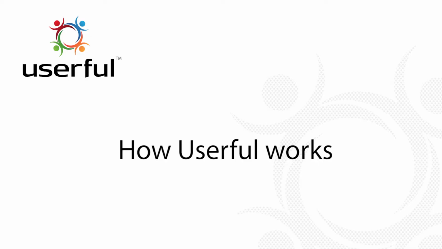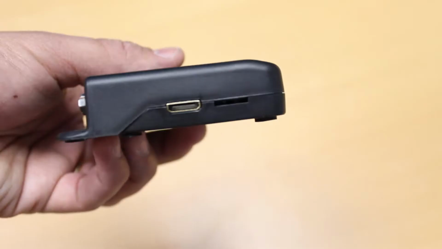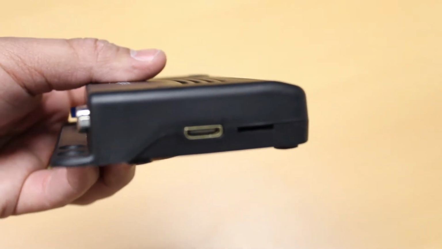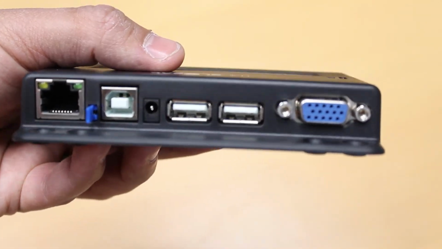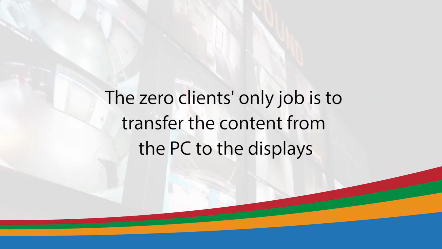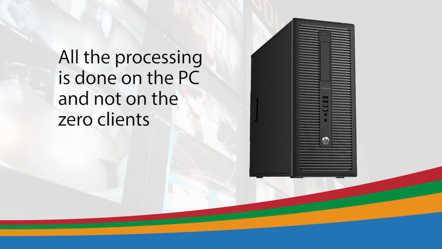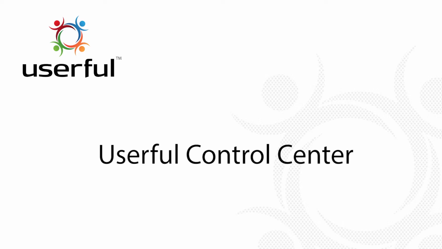First, let's talk about how it works, how everything connects together. Userful software is installed on a standard PC. That PC is connected over the network to the displays. Each display has a zero-client receiver, a small device with HDMI output to the displays, and an Ethernet port. These receiver devices have no processor, no memory, no hard drive. They're merely receiving and outputting pixels on the screen. All the processing work, all the heavy lifting, is done on the PC itself.